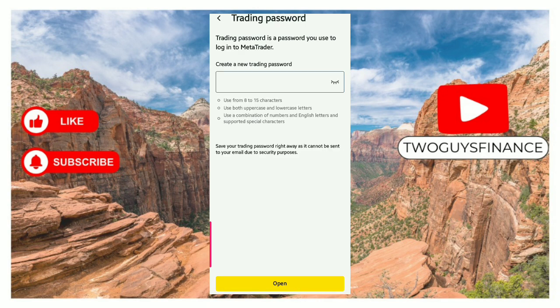Then you put in your trading password. Don't forget to save your trading password right away, because it cannot be sent to your email due to security purposes. And once you're through, follow the prompts for the other steps, and that's it. It's as simple as that.